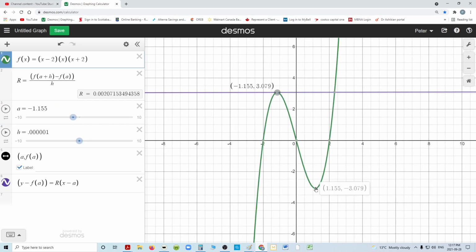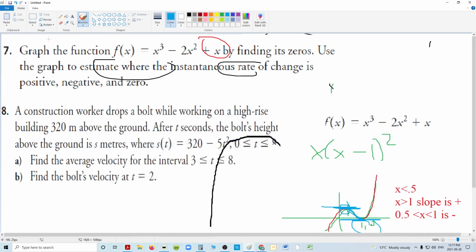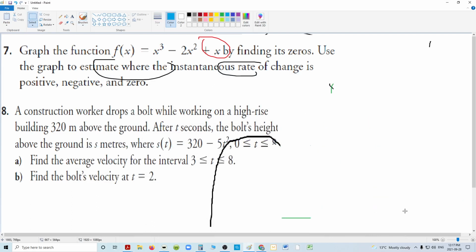You might say, well, you didn't really solve it, and you'd be right. You'd have to expand everything and solve it for a, because you know your h here. And it would take a lot of algebra, but it's just to show that you could figure it out. Construction worker drops a bolt from a high rise at 320.